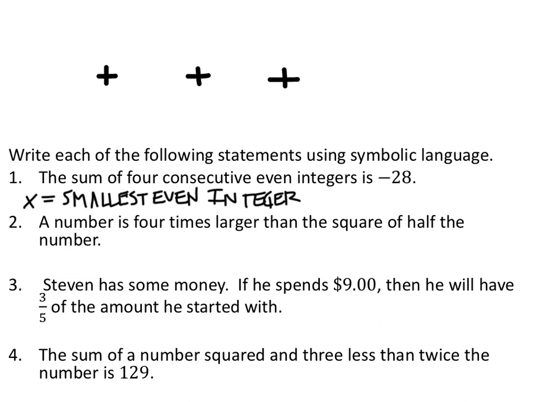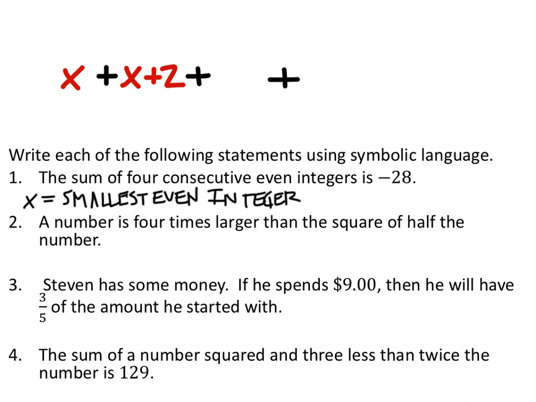All right. So let's start with the smallest even integer, which for us in this problem is x. Now these are even integers, so how much bigger is the next even integer than our smallest even integer? Well, if we went to the next one, that would be odd, so we've got to go one more. That means we're going to take that smallest even integer and add 2. And that would give me this next even integer.